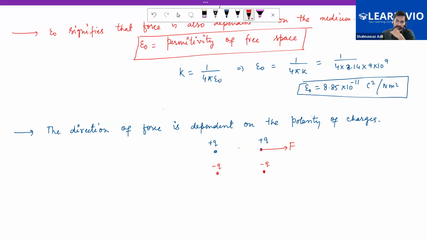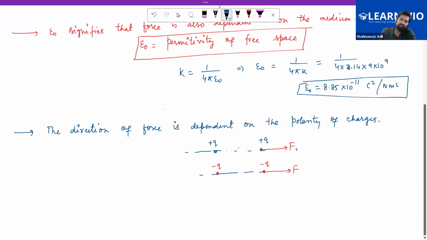Left. It will be attracted towards this. Okay, the same thing. Yes, good. So now you guys know how we can write the direction, right? And as Zara said, this would be along the line of these two charges, right? So this would be along the line of these two charges.